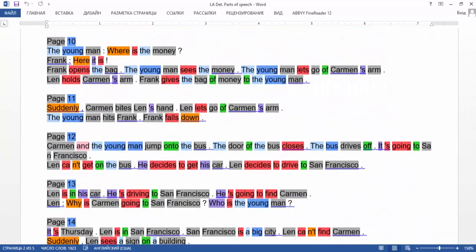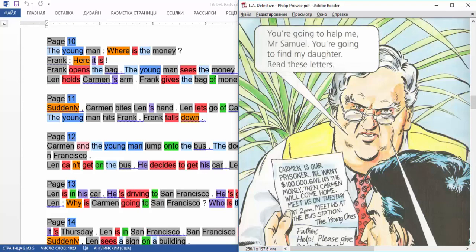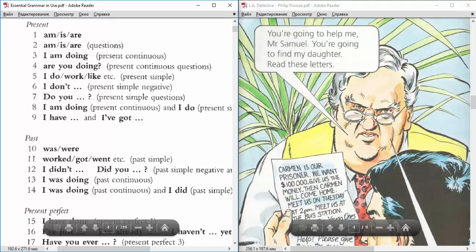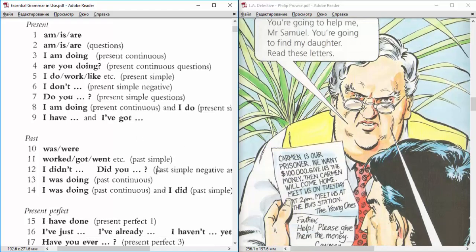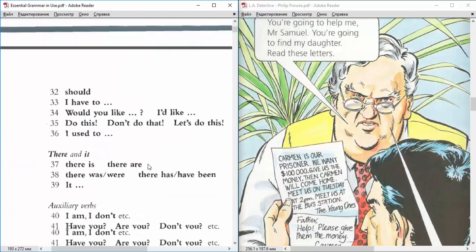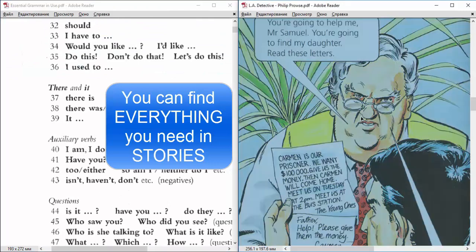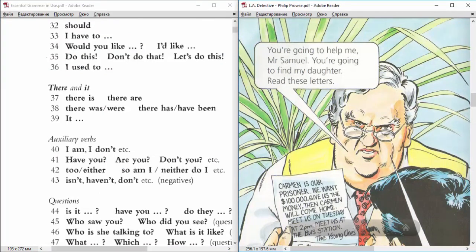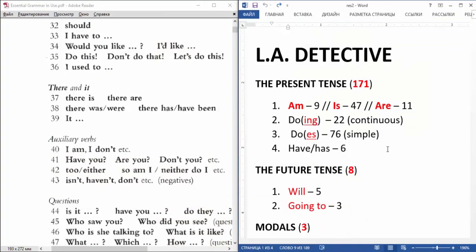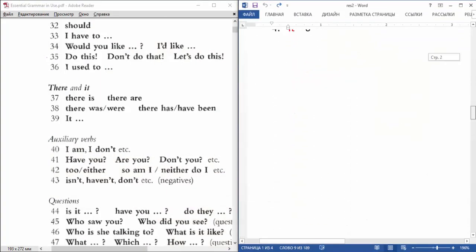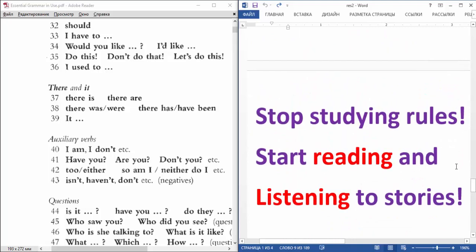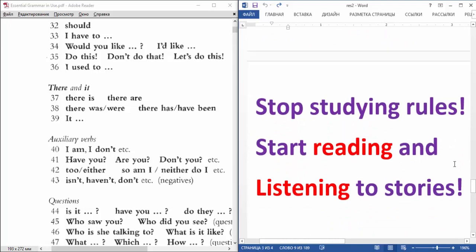To sum up, whatever you need to learn to be able to communicate in another language, not just English, but any language, without studying tedious rules and without doing boring exercises, you can find it in stories. That's the power of stories. So here's my final message to you, my friend. If you are serious about language learning, stop studying grammar rules and start reading and listening to interesting and comprehensible stories.